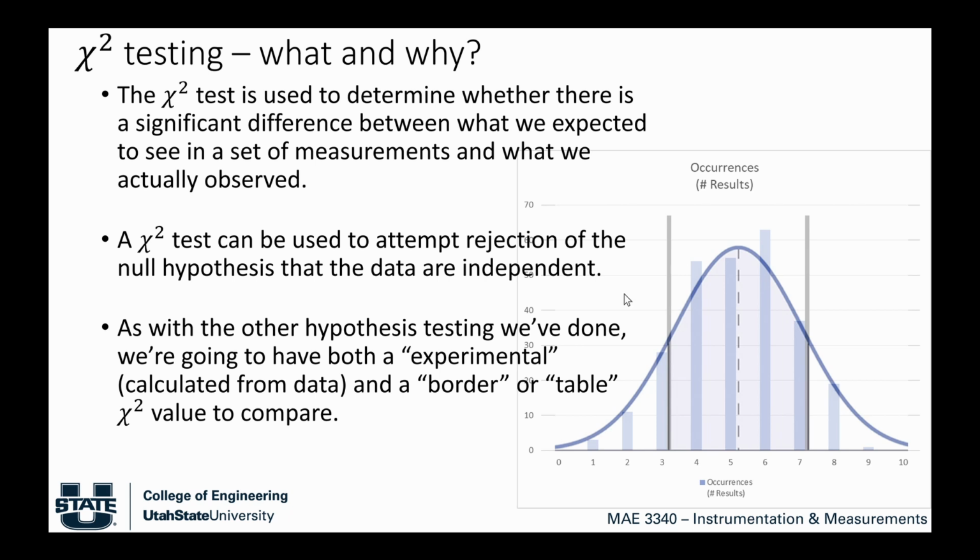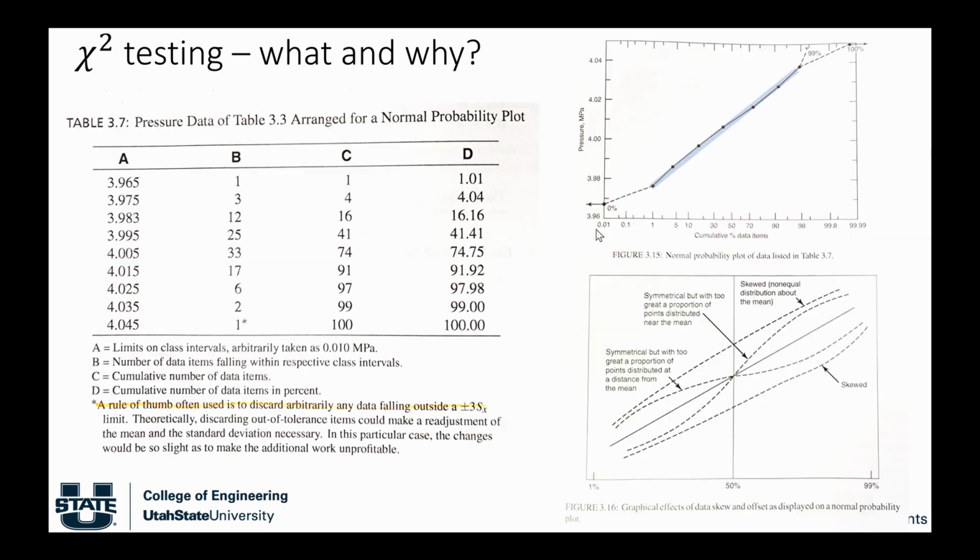Just like what we've done with other hypothesis testing, we're going to have an experimental value and a border or table value. We're going to be comparing the experimental value that we calculate with the table value that we look up from the table of the chi-squared distribution.